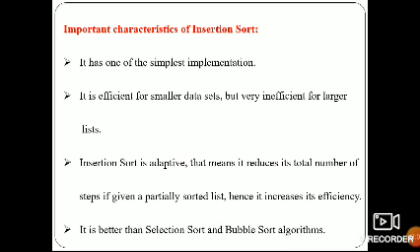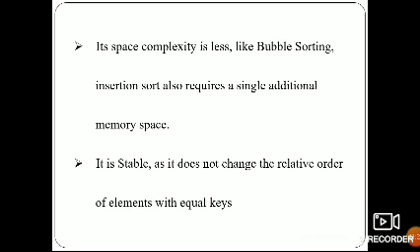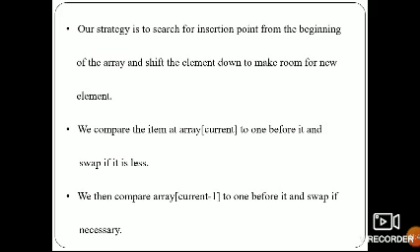In insertion sort, first we compare whether it is greater than or not. If it is greater, it will be swapped. Again it comes in the forward direction, again it is compared, and again swapped, till the condition is satisfied. The space complexity is low, like bubble sort; insertion sort also requires a single memory space. It is stable. It does not change the relative order of elements with equal keys. So these are the important characteristics we have to remember.